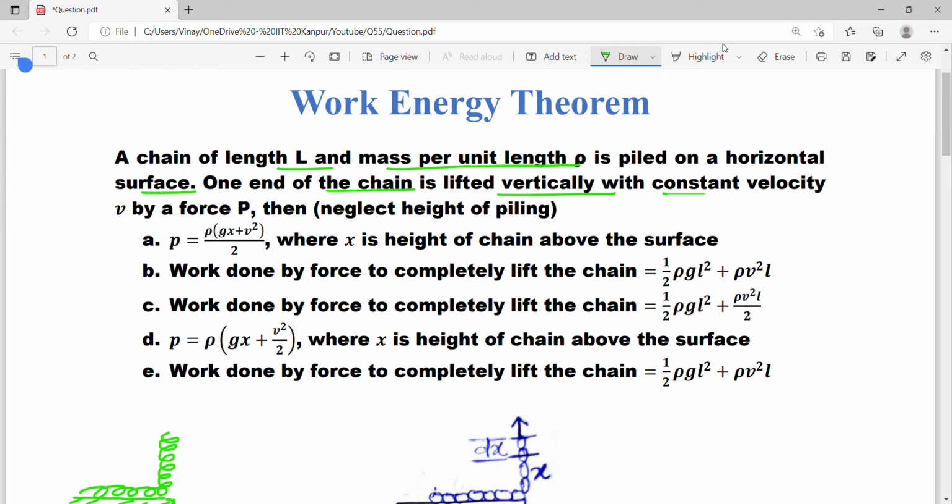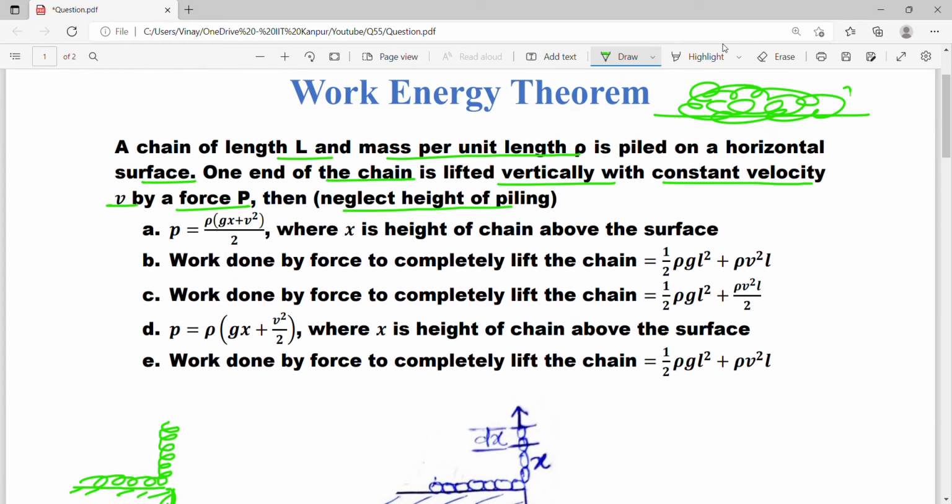This thing you must emphasize in your mind. So that velocity is constant and you are applying force p. Then you have to neglect the height of the piling. That means how much pile of chain is there on the surface, you don't have to count it, right? So you have to neglect it. So this height, how many layers of the chain are on the horizontal surface, you have to neglect that.